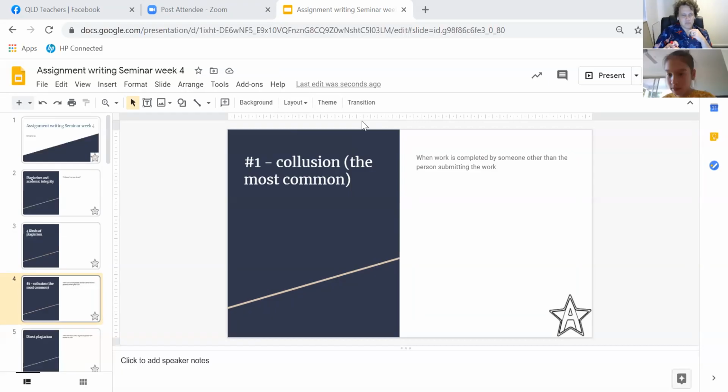Again, some really difficult conversations with people, where one person in good faith sent their assignment to someone else, and that person just handed their assignment in and changed the name on the cover sheet. But the punishment is still the same for both people. So this is what we call collusion.